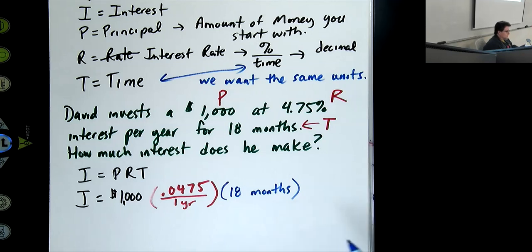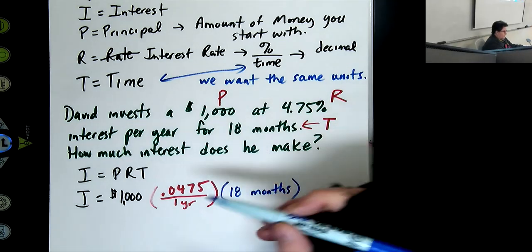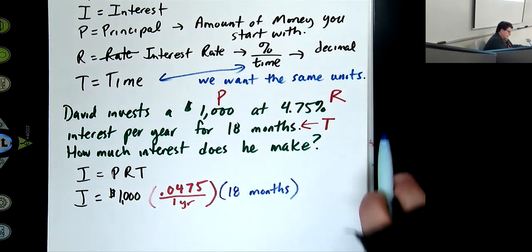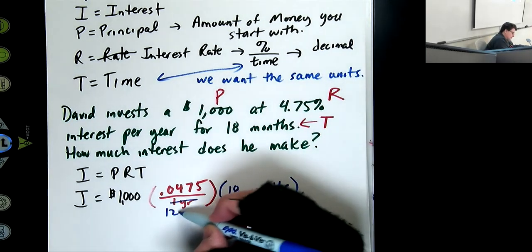What do you guys want to do? Hold on, Dave was talking first. Go for it, Dave. What do you want me to do? Put 12 down here? Okay. So we'll replace that with 12 months.